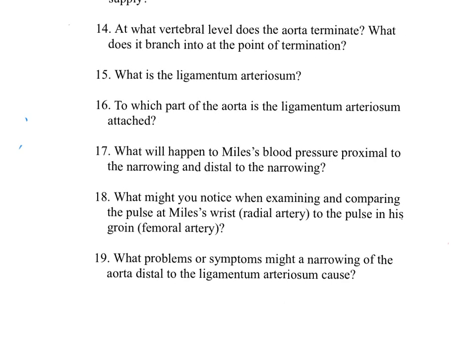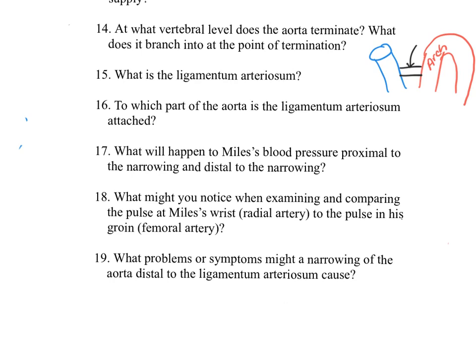Number 15. What is the ligamentum arteriosum? The ligamentum arteriosum is a fibrous remnant of the ductus arteriosus, which is a small vessel that permits the shunting of blood from the pulmonary trunk to the aorta in the developing embryo and fetus. Question number 16. To which part of the aorta is the ligamentum arteriosum attached? The ligamentum arteriosum is attached to the aortic arch.